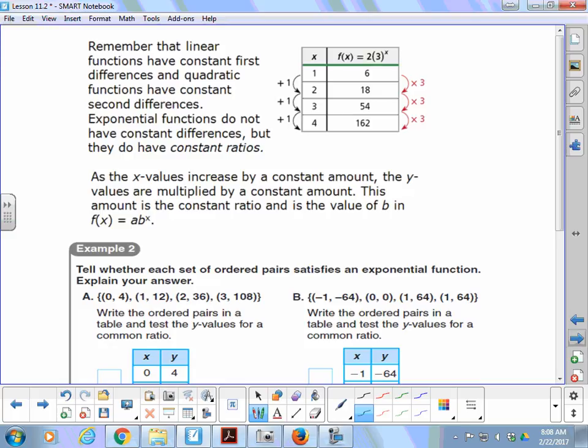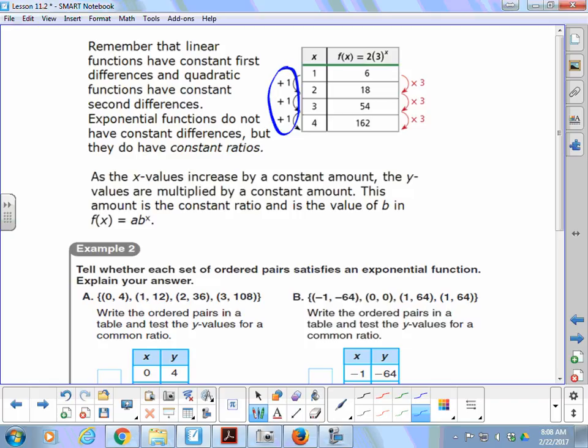And so what we'll do is just like we did yesterday. We will divide. We'll try to find the common ratio and see if it is the value we need it to be, if they're all the same. Remember, linear functions have constant first differences, quadratic functions have constant second differences, and exponential functions don't have constant differences but have constant ratios. So as the x values increase by a constant amount, the x values must always go up by the same amount, whether it's 1 or 2 or 3, it doesn't matter, as long as it's always the same amount. Then we're looking for our ratios.